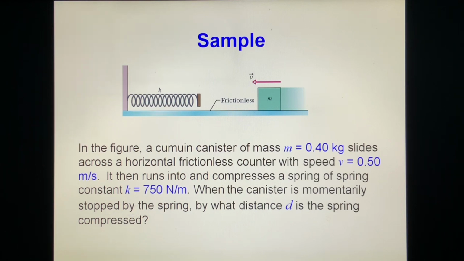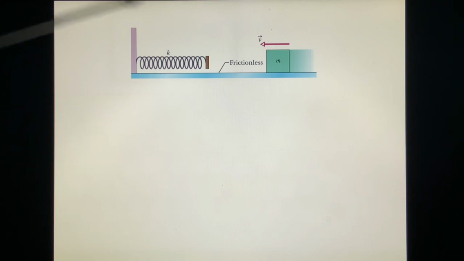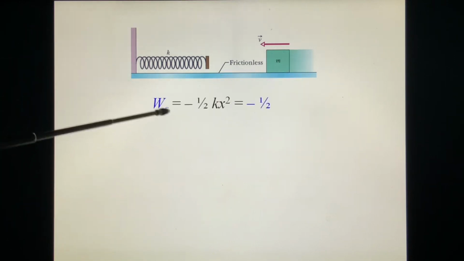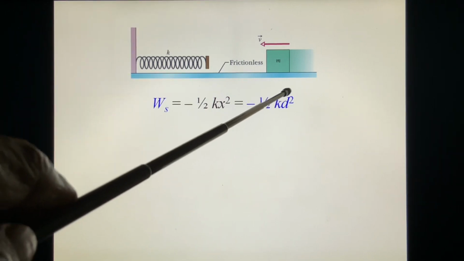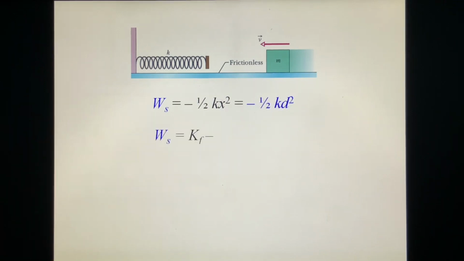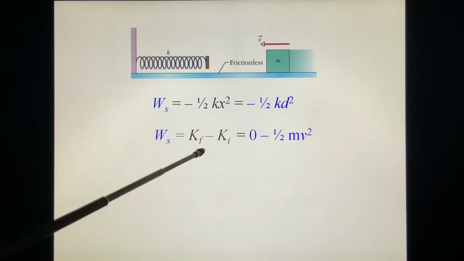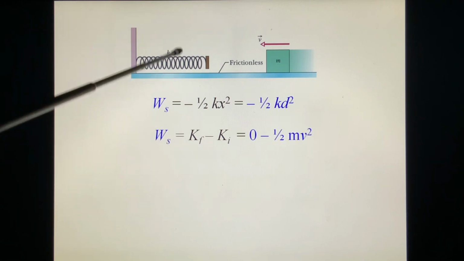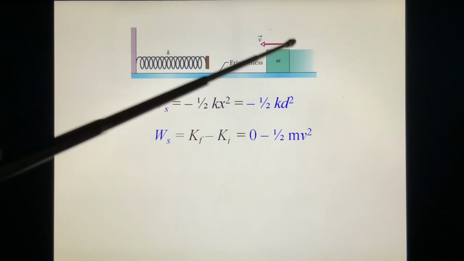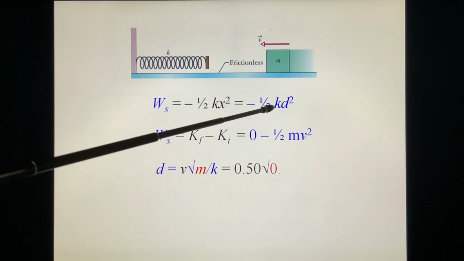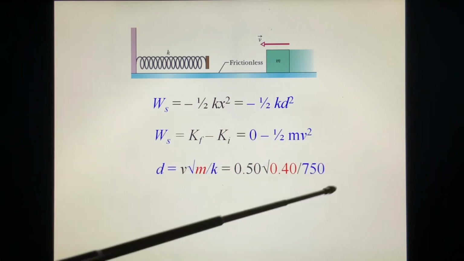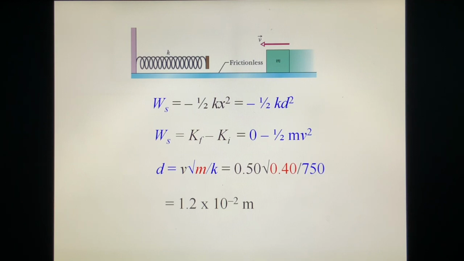We'll find the compressed distance. It's very easy. We see that the work done by the spring is minus half kd squared. And this should equal the kinetic energy change. Finally it is stopped here, initially it has speed v, so we put this inside. These are the same thing, so we equate these two and we find d squared equals m over k times v squared. So d, you put the numbers inside, you get a number. It's about 1.2 centimeter.